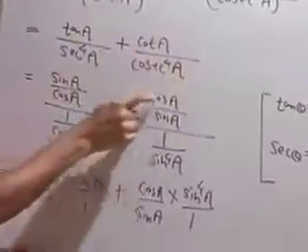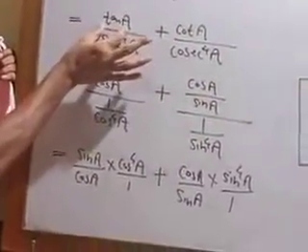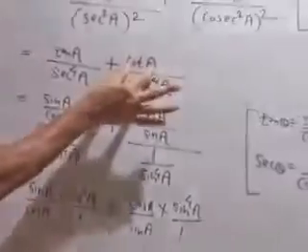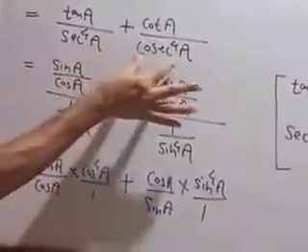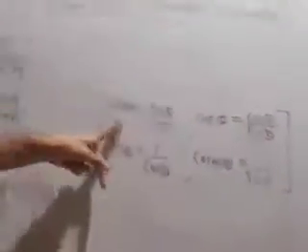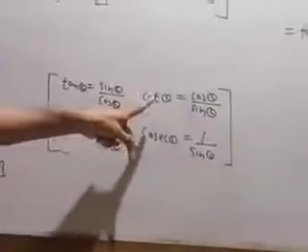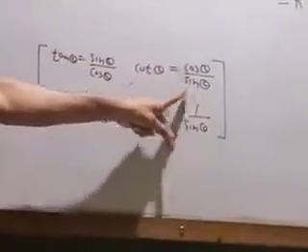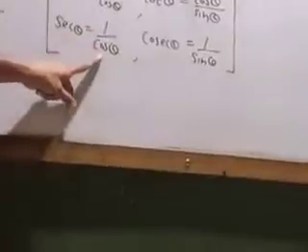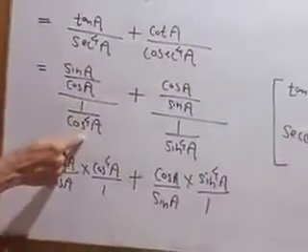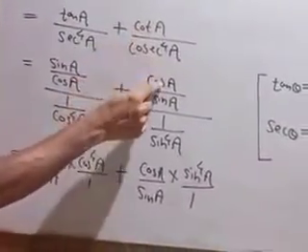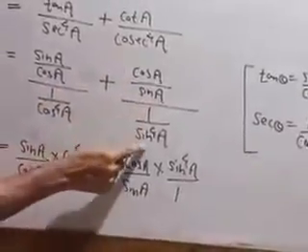All four terms, basic values. Tan theta is sin theta upon cos theta, cot theta is cos theta upon sin theta, sec theta is 1 upon cos theta, cosec theta is 1 upon sin theta. So write all four values in the bracket. So sin A upon cos A, 1 upon cos raised to 4A, plus cos A upon sin A, 1 upon sin raised to 4A.